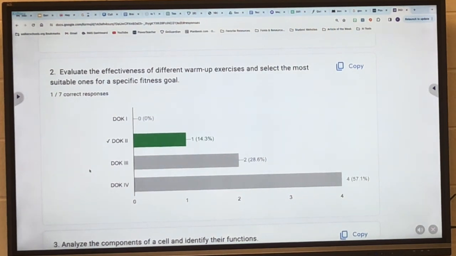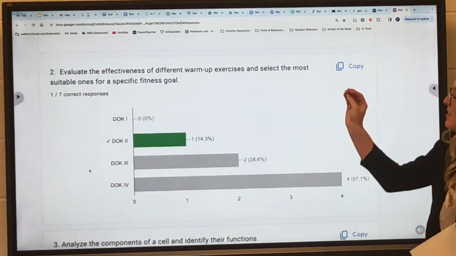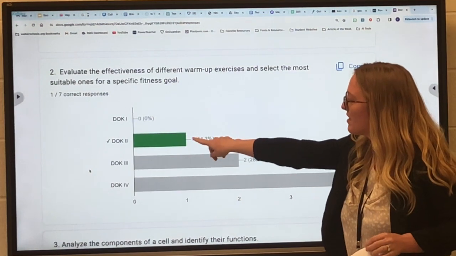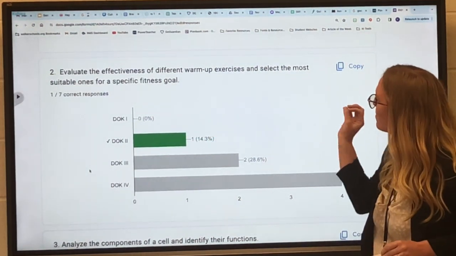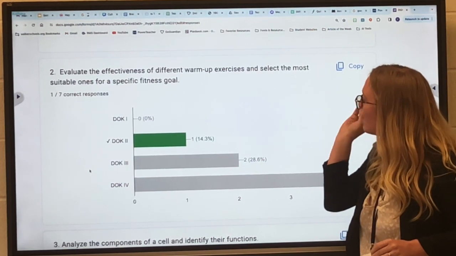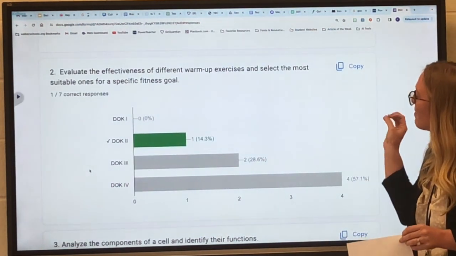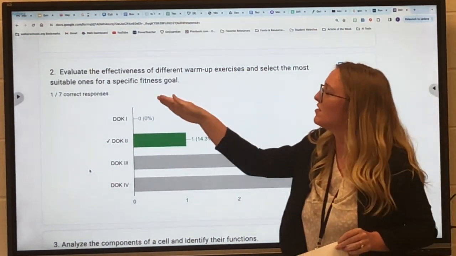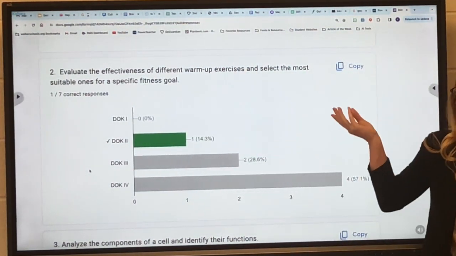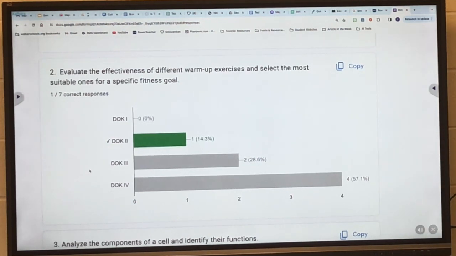Yeah, so honestly for me, I could see this being DOK3 or DOK2. I honestly should have selected probably 2 answers. But when I'm thinking of this question, I see more of the selection process than the true evaluation process. But I can see how it could be DOK3 potentially, because you do have to analyze the effectiveness of it.